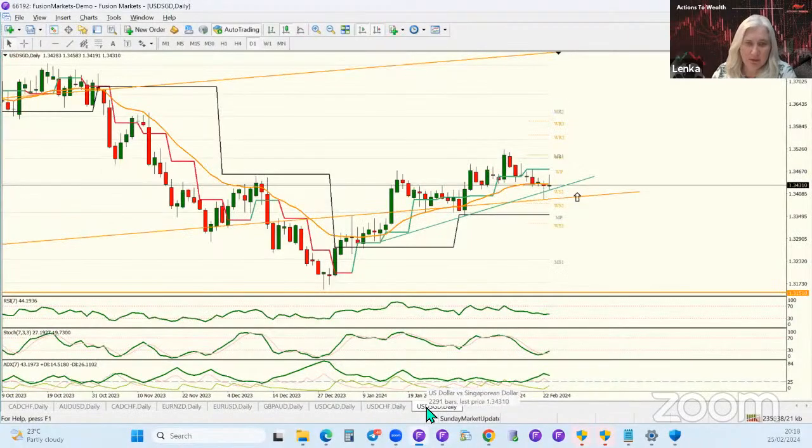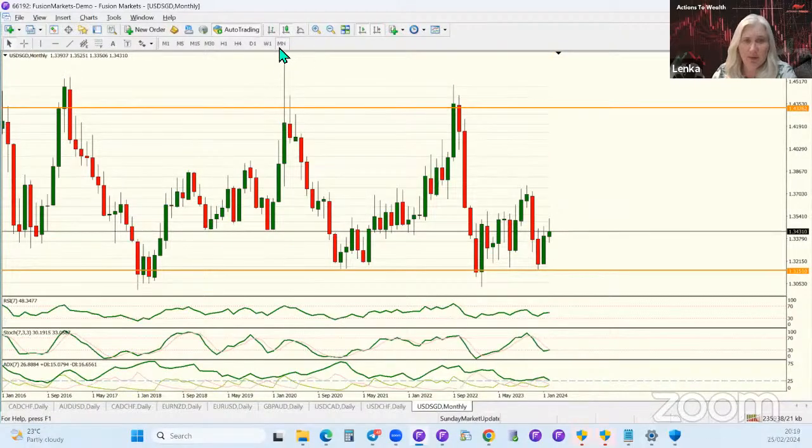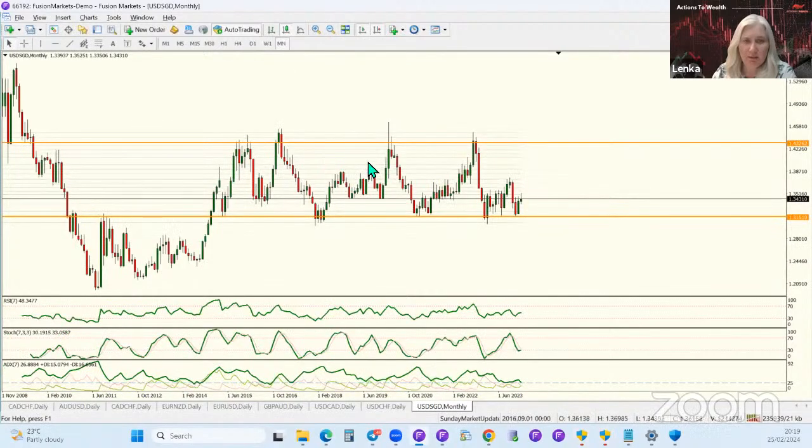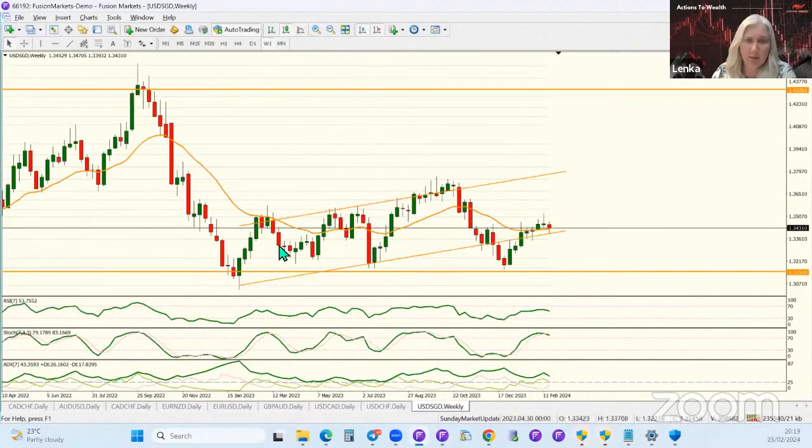And USD Singapore dollar, also looking at long. So here I have the monthly chart where price has been going in that range for quite some time, so looking for that price to go higher. On the weekly, we are in an uptrend. We had a false break, and now looking at this as the retest of that area.